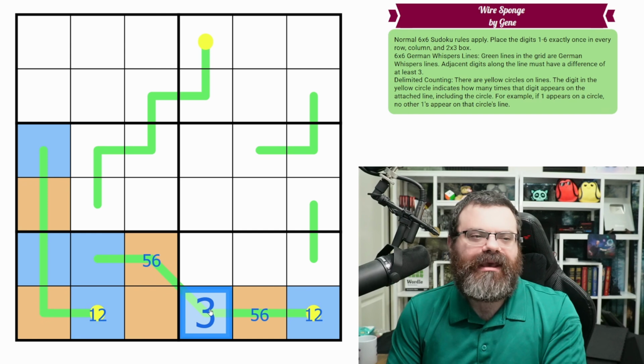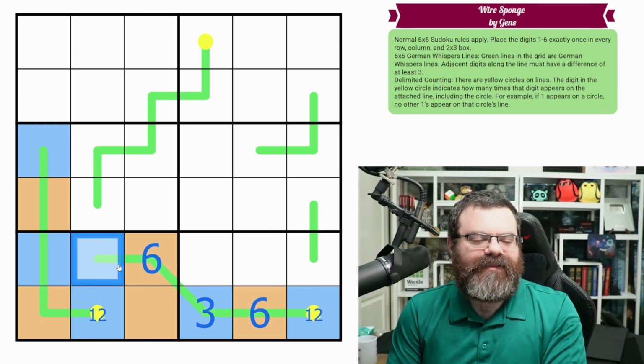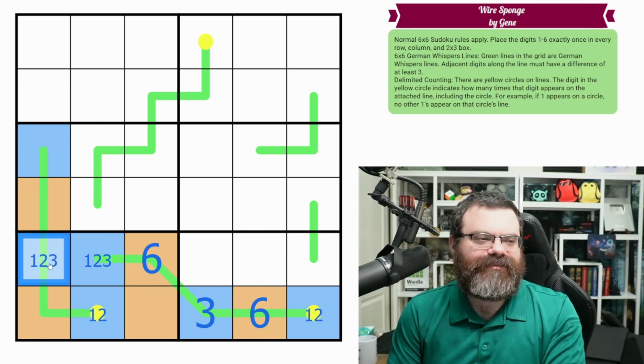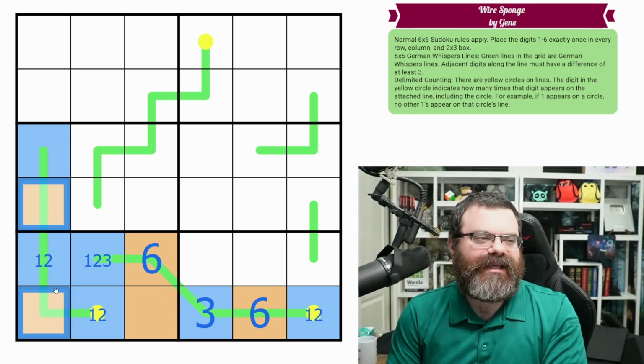So this is the 3. And again, next to 3, you can only put 6. So both of these are 6. And so then this is a 1, 2, or 3, I suppose. But this can't be a 3 because, again, it would put a 6 on both sides of it, and that won't work in this column.